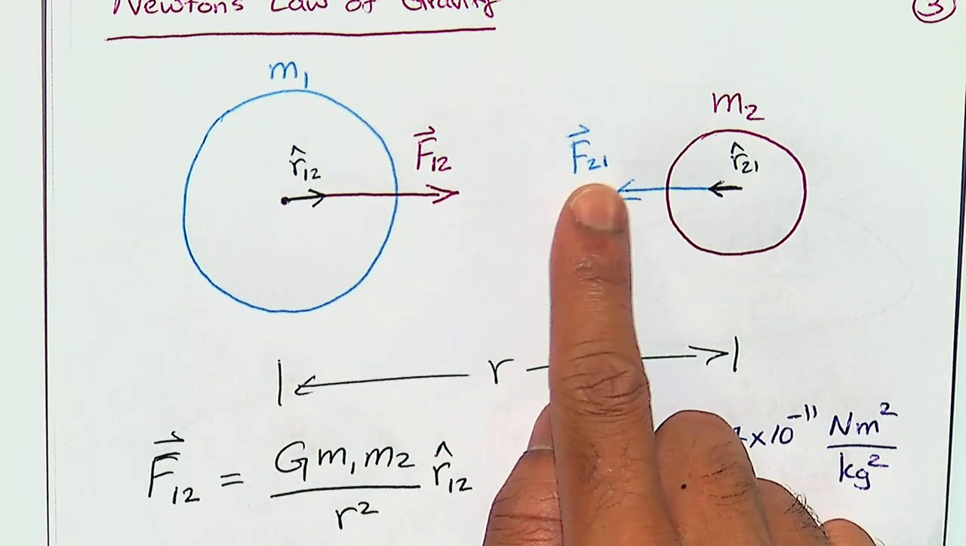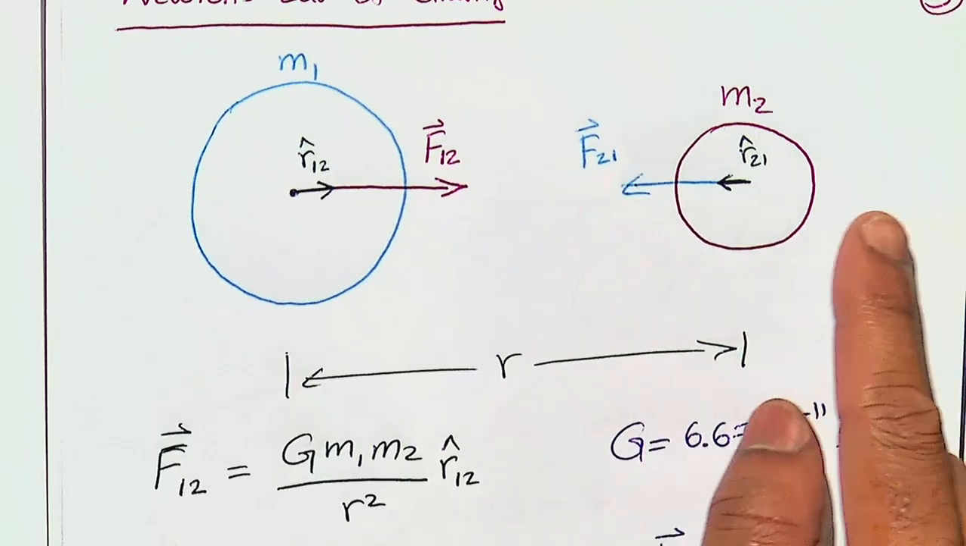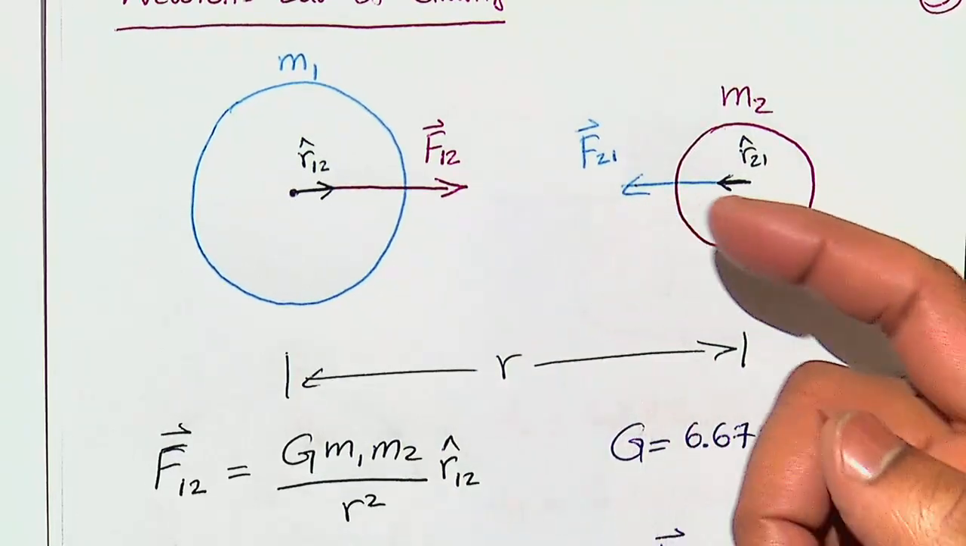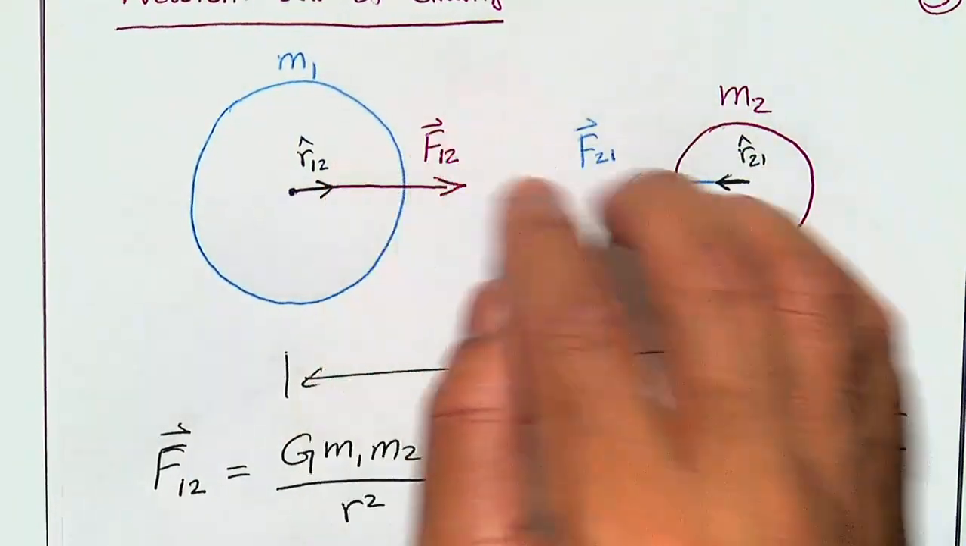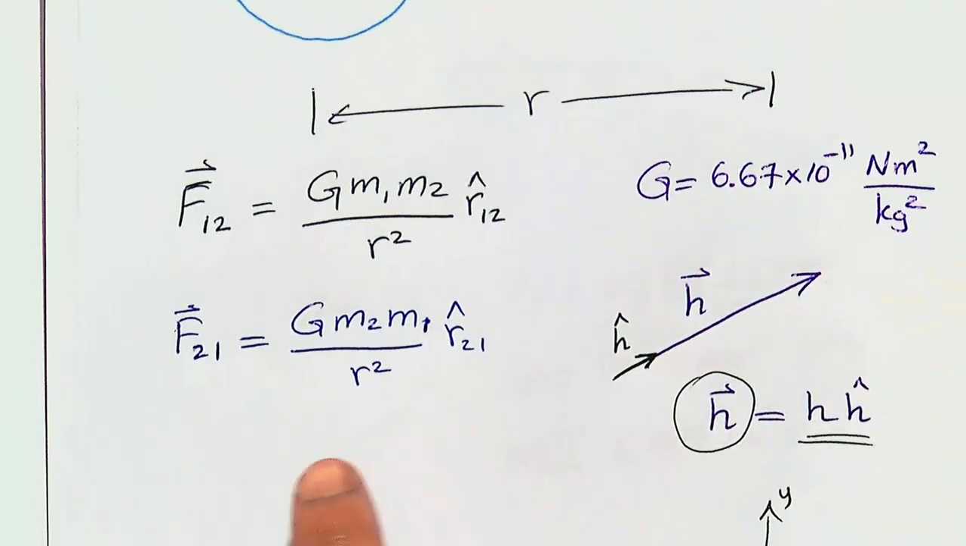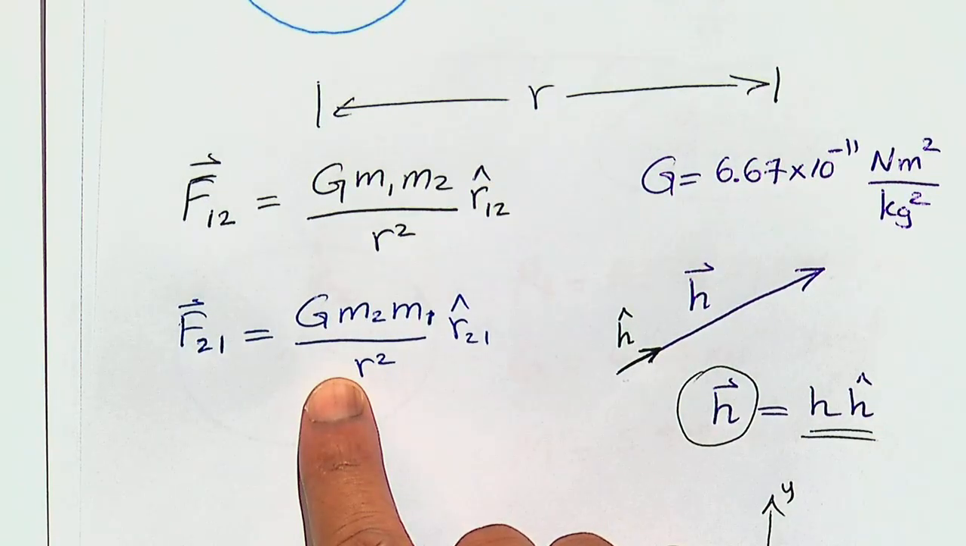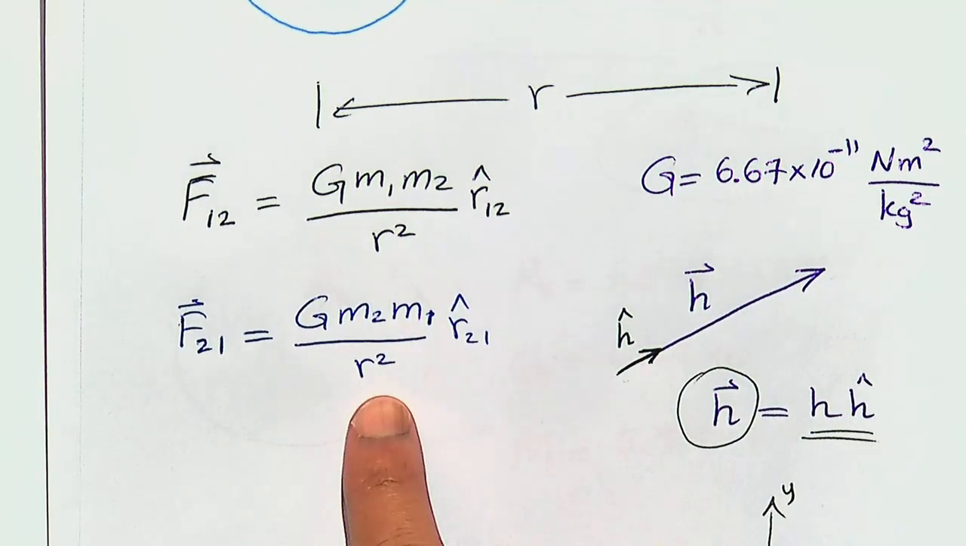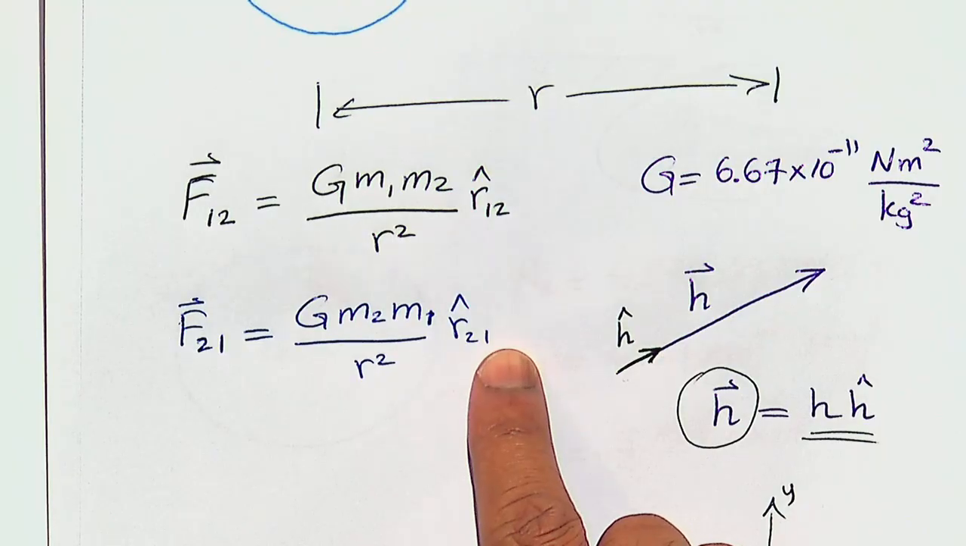The force on 2 by 1, right? That's the Earth tugging on the Moon that way. Well, how do we do that? Well, we use this one, right? We use the two masses divided by the distance squared, in a certain direction.